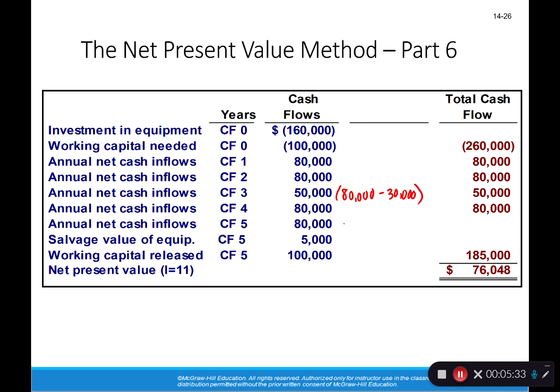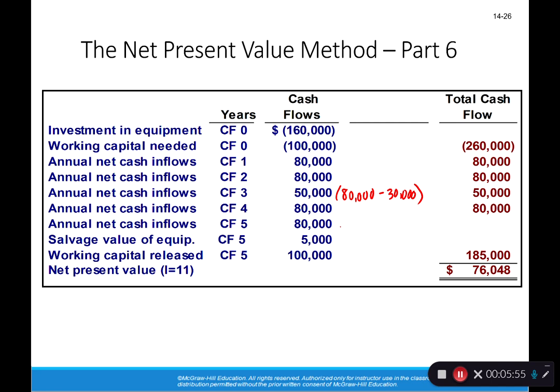Cash flow 5 has 80 in it, but then also the salvage value of 5, and then the working capital released of 100. So in that 5th year, we're getting the 80 annual cash flow, plus an extra 5 for selling the equipment, plus we get that initial working capital back. So that means cash flow 5 is a whopping 185,000.